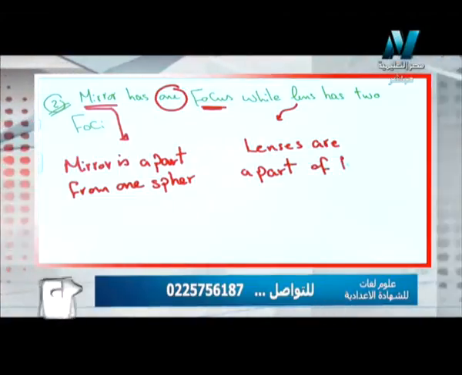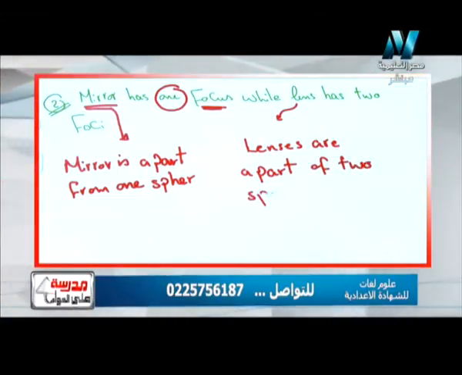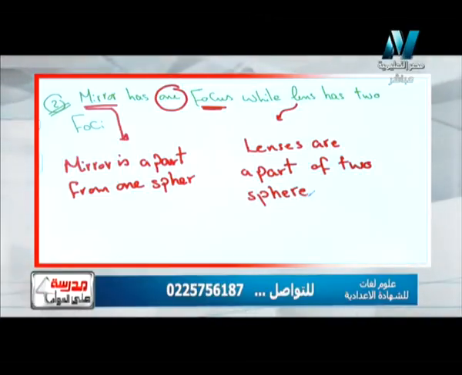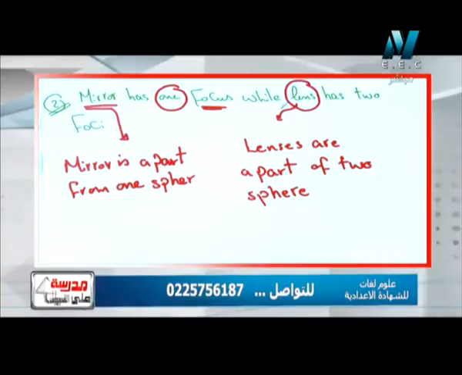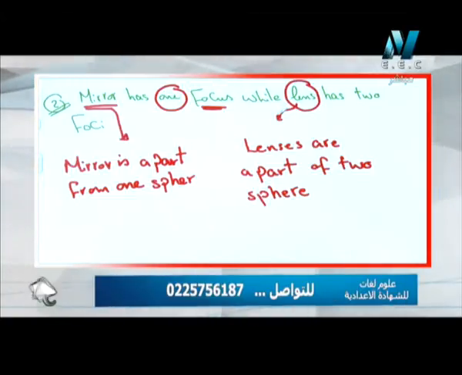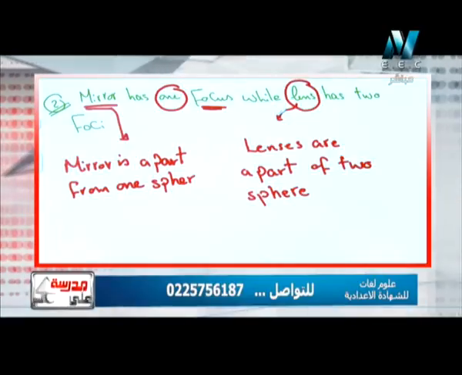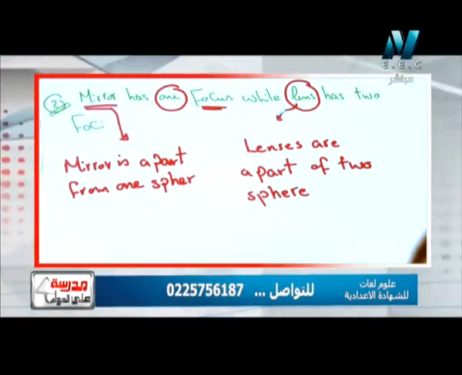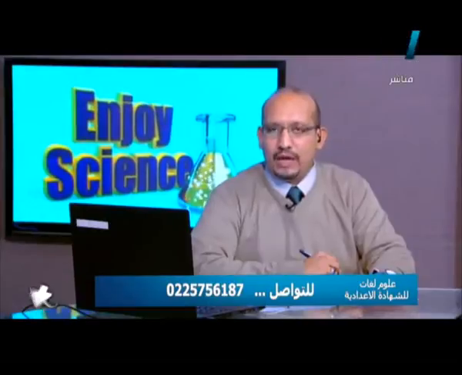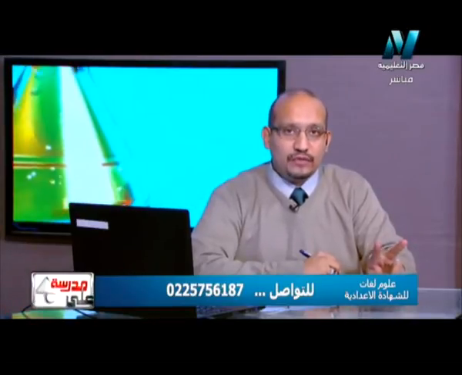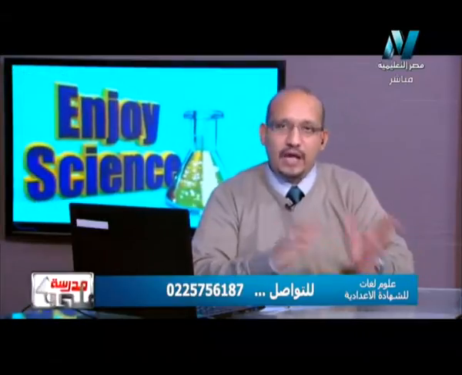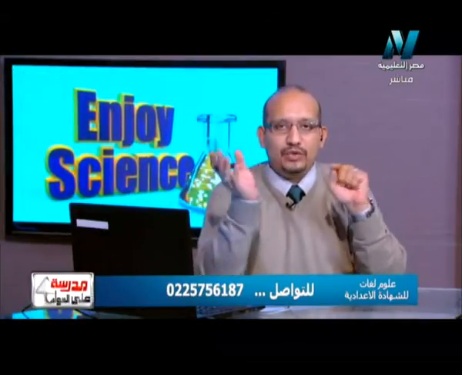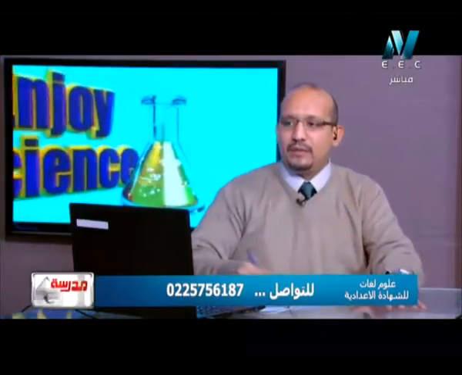of 2 spheres. So I think we can differentiate between mirrors and lenses from this point of comparison: part of 1 sphere, part of 2 spheres. So mirrors have 1 center of curvature and 1 focus, while lenses have 2 centers of curvature and 2 foci. Foci, as radius, radii. Here we have focus and foci on the 2 sides of the lens, or the lens faces.